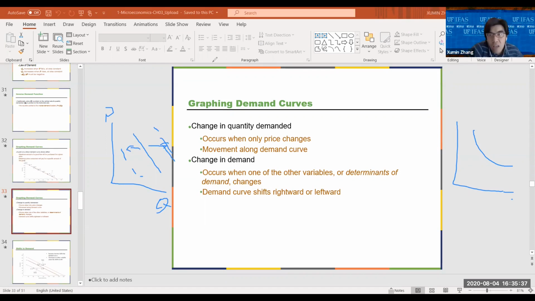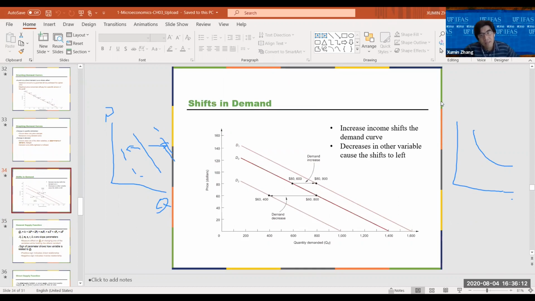Simply speaking, if this is P and this is Q, the two-dimension diagram, then anything else, remember the long function: income, price of substitute goods, price of complement goods, and the number of people, all of these will shift the demand curve. We already discussed that, but just make sure you understand the difference between quantity demanded, a change in quantity demanded, or a change in demand.